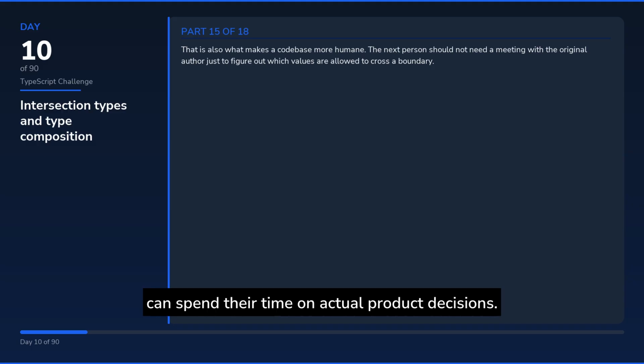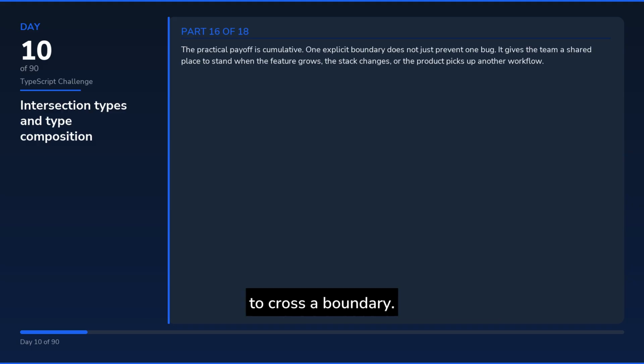That is also what makes a codebase more humane. The next person should not need a meeting with the original author just to figure out which values are allowed to cross a boundary. The practical payoff is cumulative. One explicit boundary does not just prevent one bug. It gives the team a shared place to stand when the feature grows, the stack changes, or the product picks up another workflow.